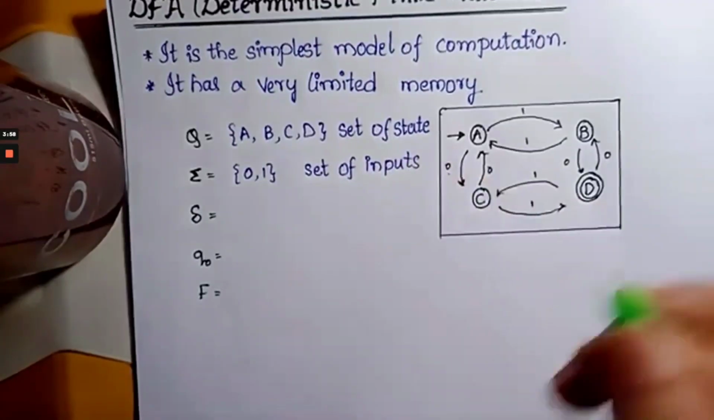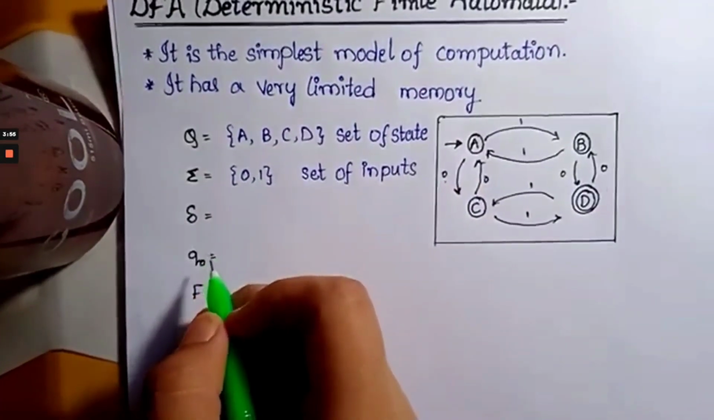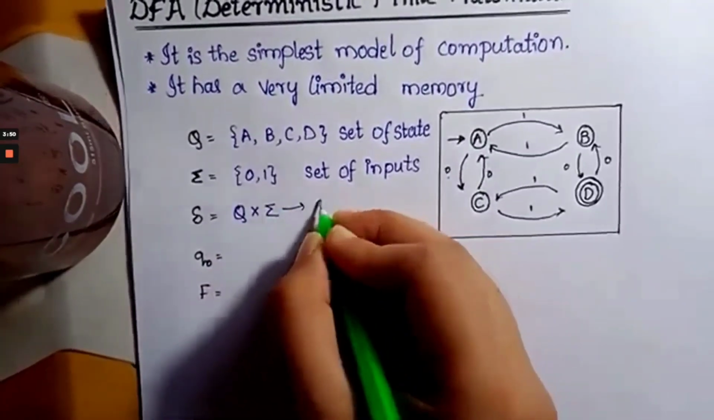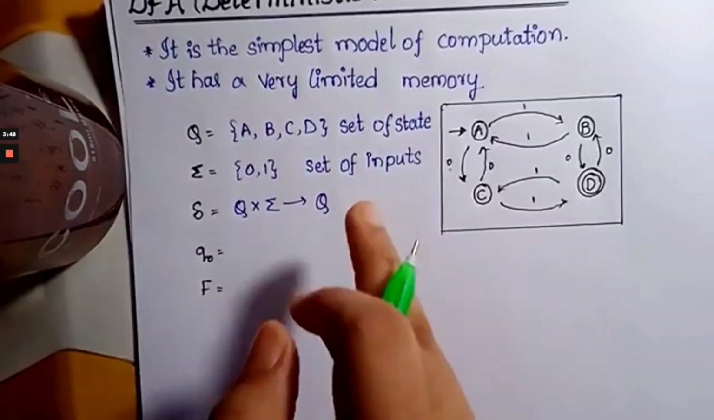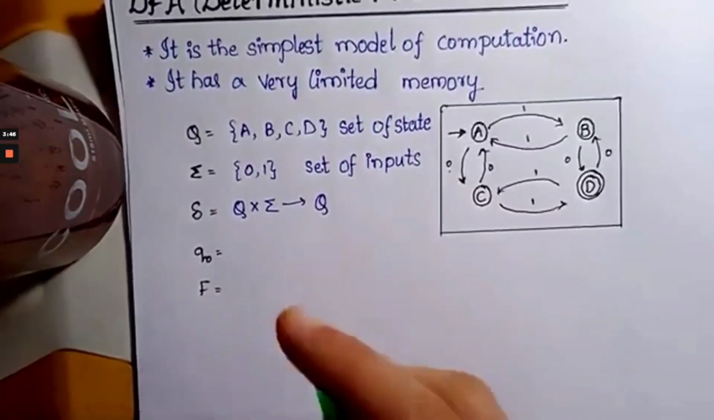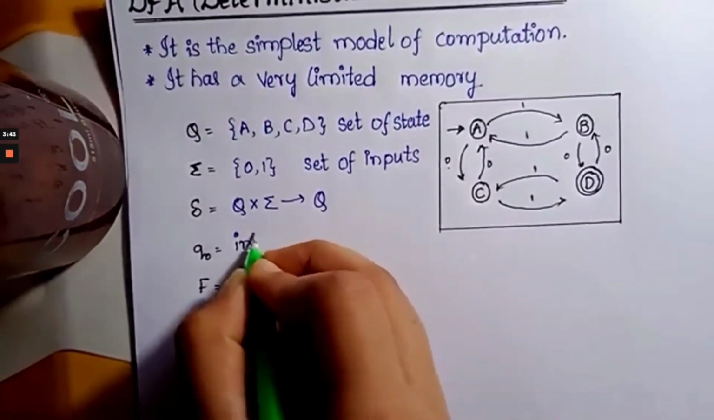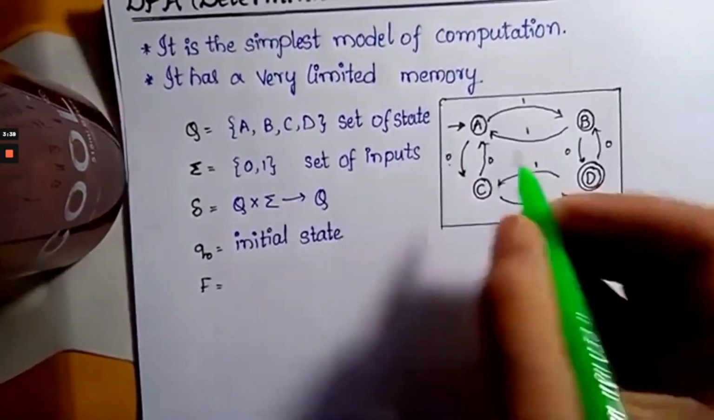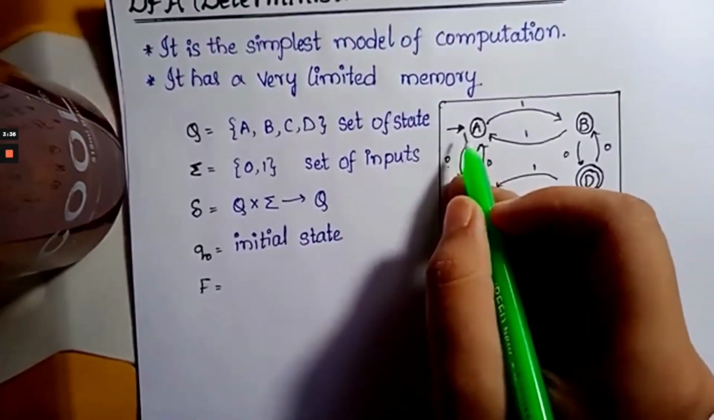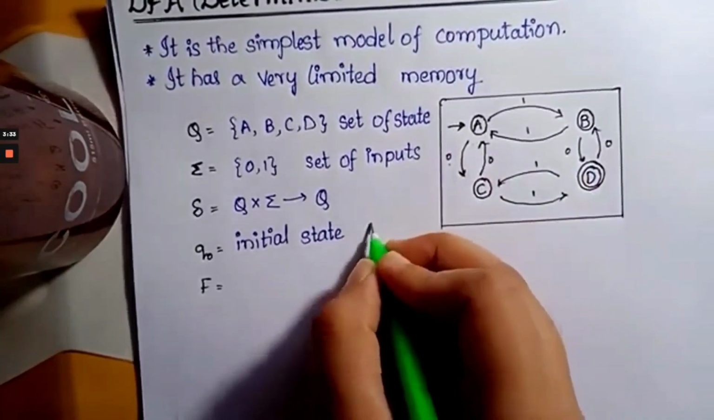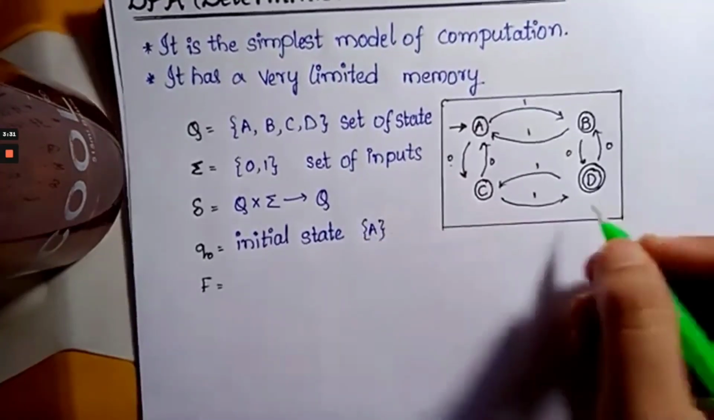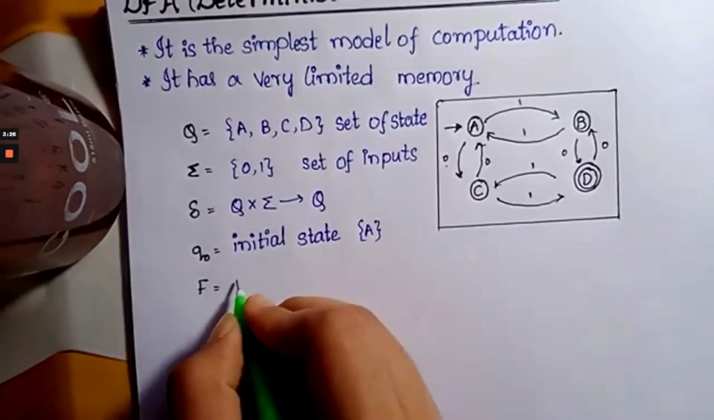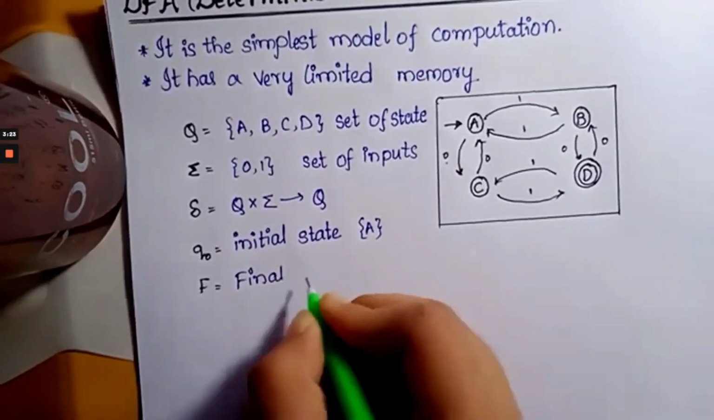Then, we have delta. Delta represents Q cross sigma implies Q, which is the transition table. We'll be discussing it in transition table. So Q naught is initial state. Here we can clearly see that A is the initial state because it is represented by arrow, and F is the final state because it is represented with double circle. Final state is D.